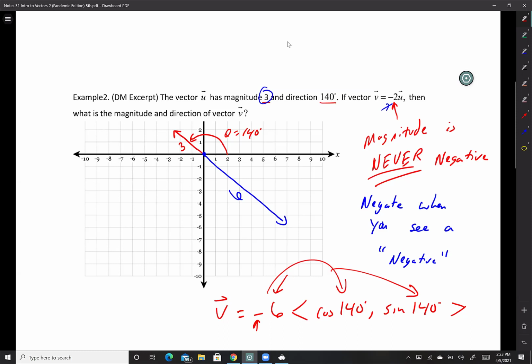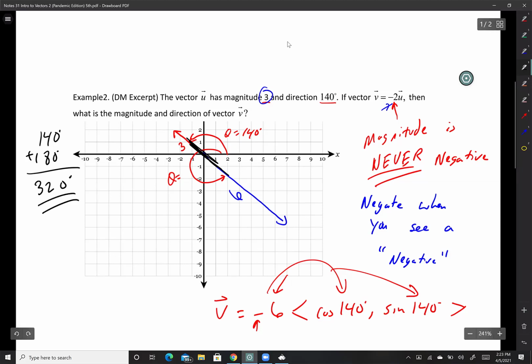And so what is this angle here? That angle is not 140 degrees. Notice that I have a straight line here. Notice that's a straight line, guys. So you can just add 180. 140 plus 180, so let's see, what's that? 320. So this direction, the real way to write it is like this, 6 like that, and then cosine 320, sine 320. This is the direction right here.